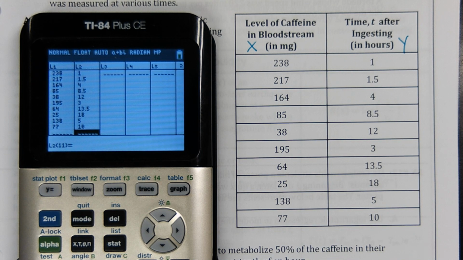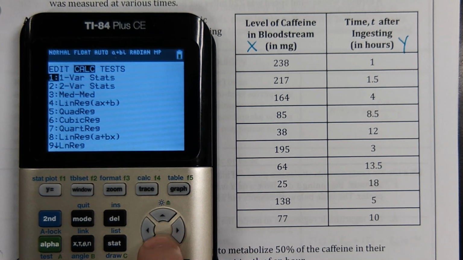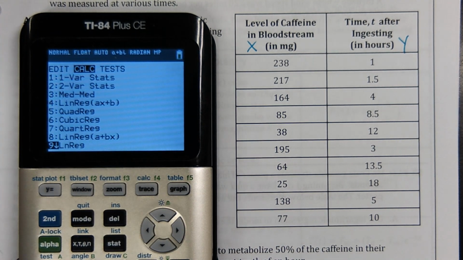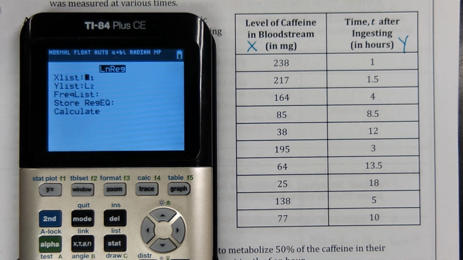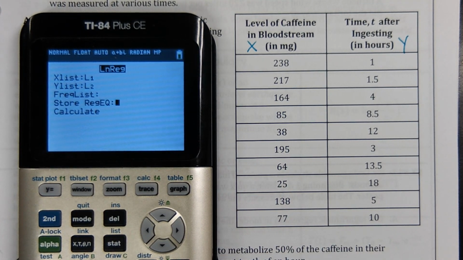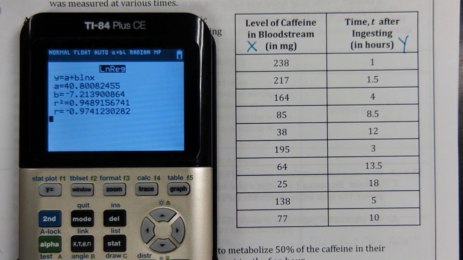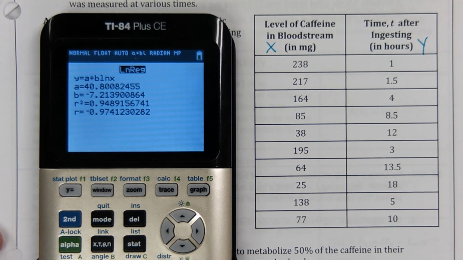Okay? We are supposed to find a logarithmic regression for this thing. So stat, calc, lnreg, and I am going to store it because I can't remember, honestly, if I need that or not later on in the question. So vars, yvars, function, y1. Calculate. There it is. Oh, b is negative this time. Be careful. Don't write plus.